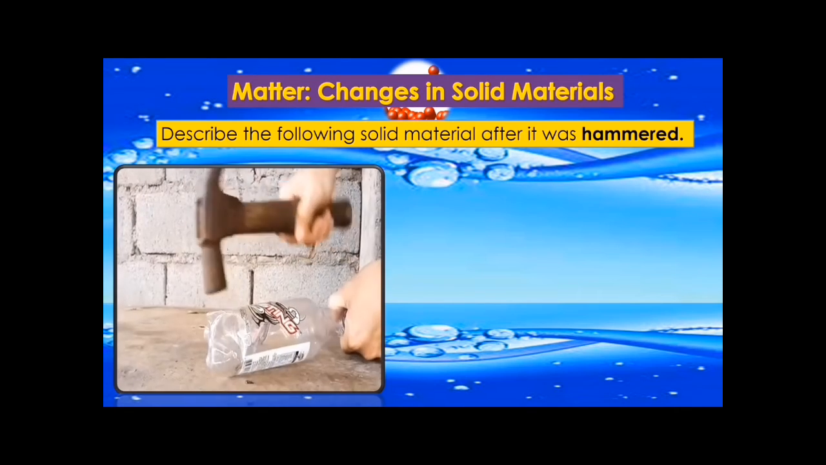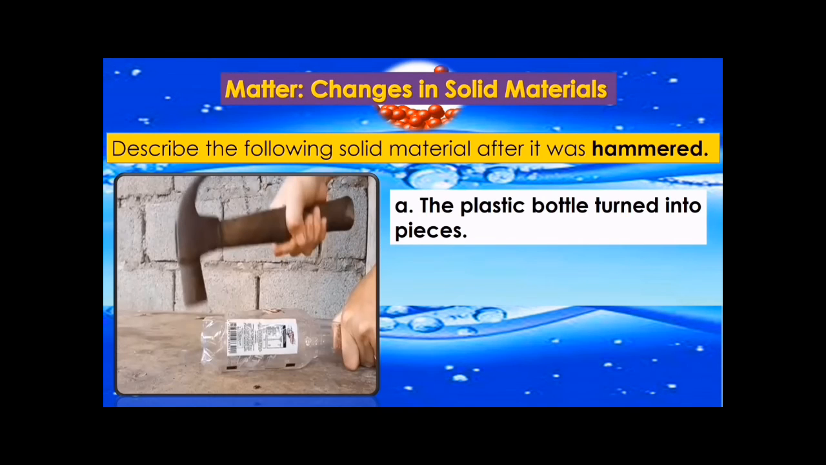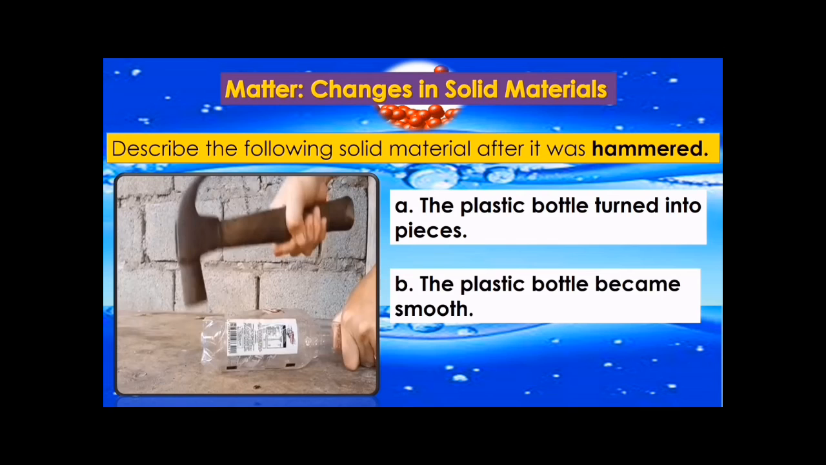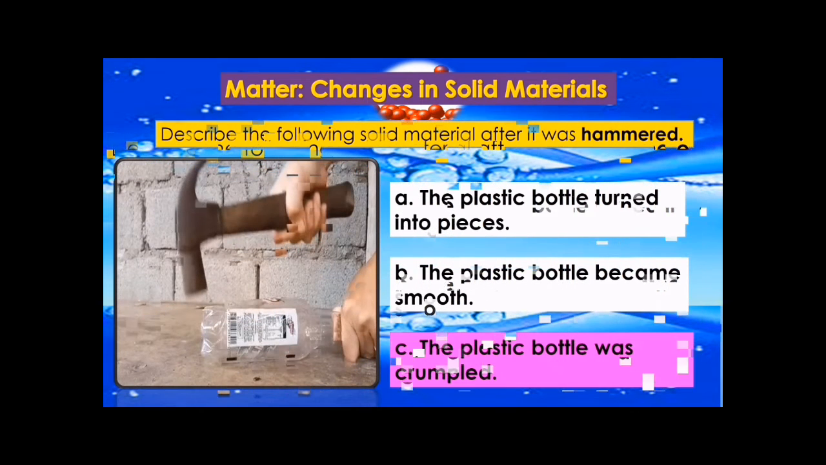Next is a plastic bottle after it was hammered. A. The plastic bottle turned into pieces. B. The plastic bottle became smooth. Or C. The plastic bottle was crumpled. The answer is correct. The plastic bottle was crumpled.